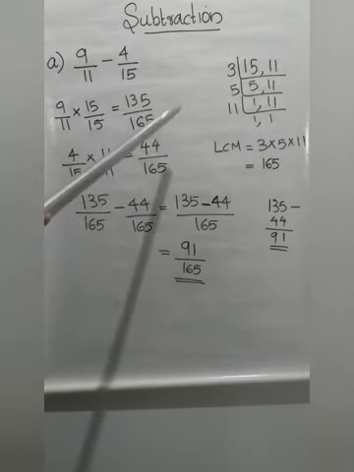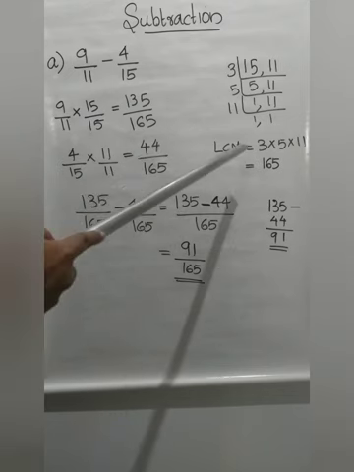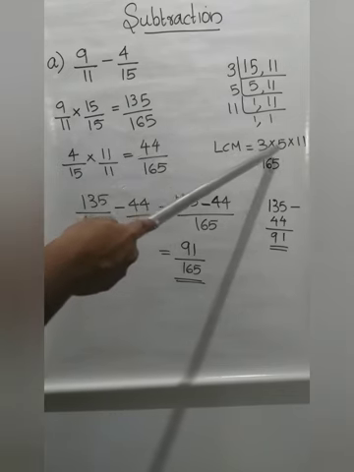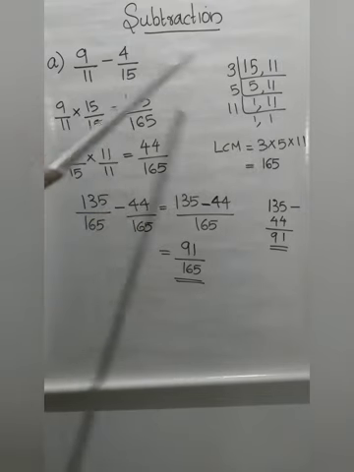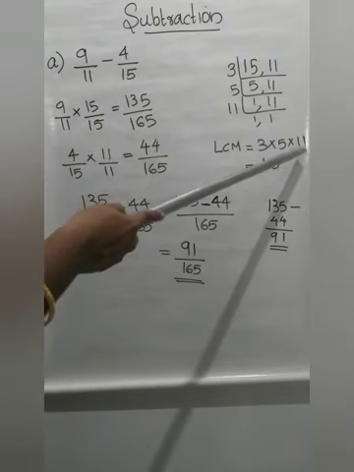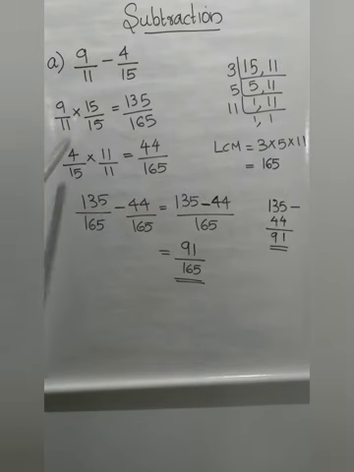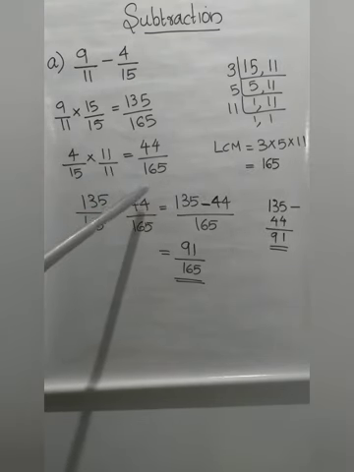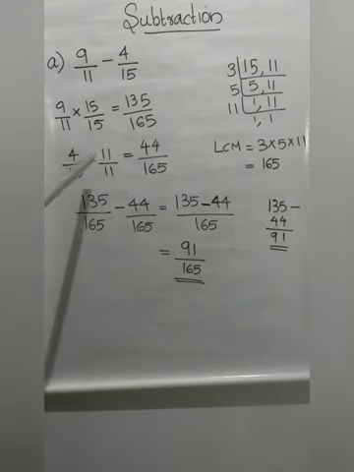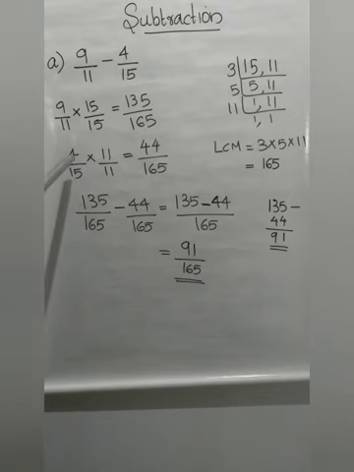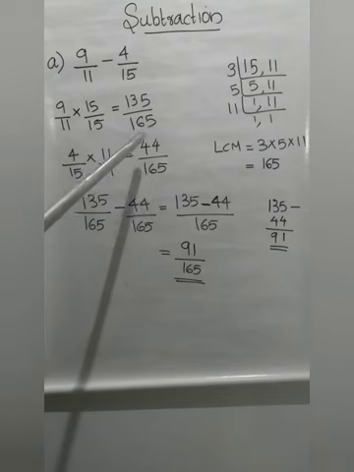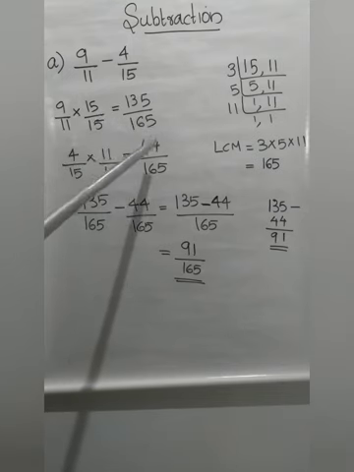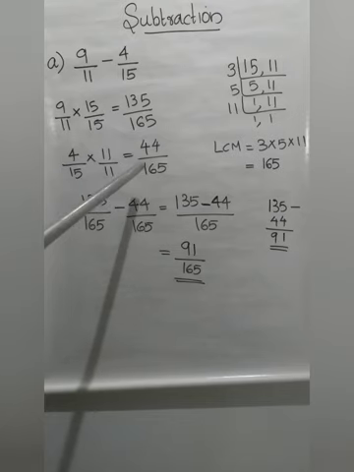Again, the next fraction is 4 by 15. 15 into what is 165? If you don't know, again check the LCM. 3 into 5, what? 15. So, 15 we already have in the denominator. If we cancel 15, what is remaining? 11. So, 15 into 11 is 165. So, the numerator you multiply with 11. So, 4 into 11 is 44. Now we got the like fractions. What are they? 135 by 165, 44 by 165.